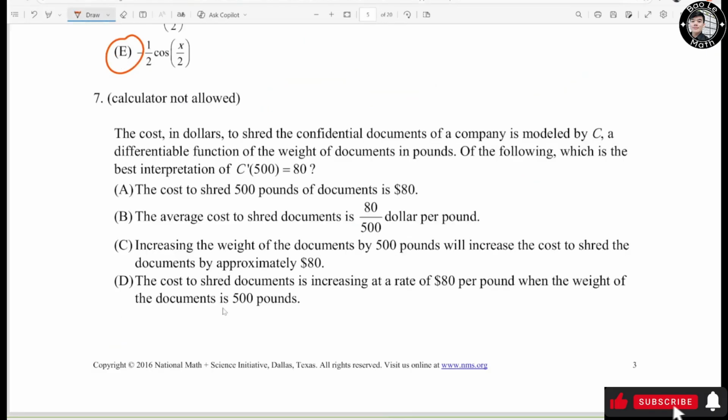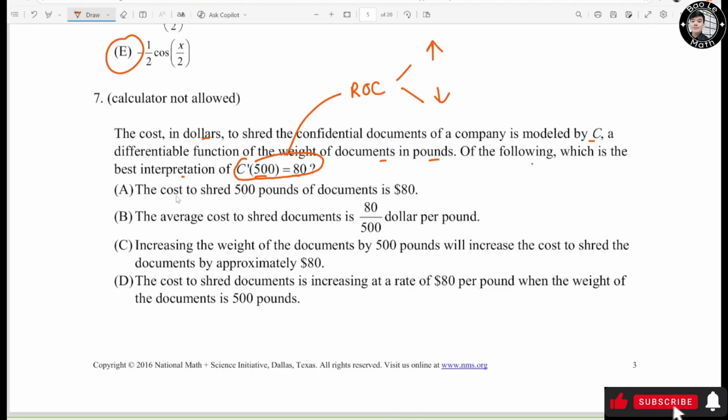Now let's move on to question 7. The cost in dollars to shred the confidential documents of a company is multiplied by C, a differentiable function of the weight of documents in pounds. Of the following, which is the best interpretation of C prime of 500 equals 80? We look at this one, C prime of 500. It tells us that this one is the rate of change, right? So rate of change will be increasing or decreasing. So keep that in mind, right?